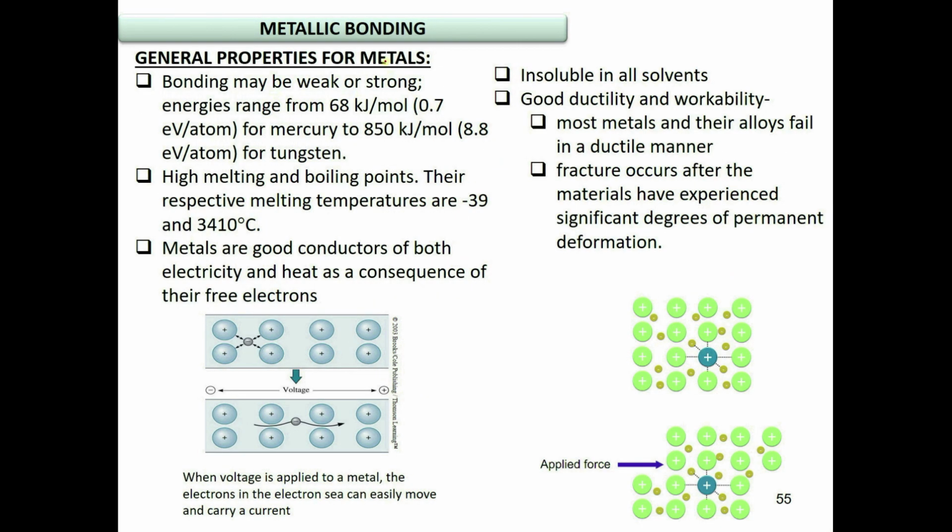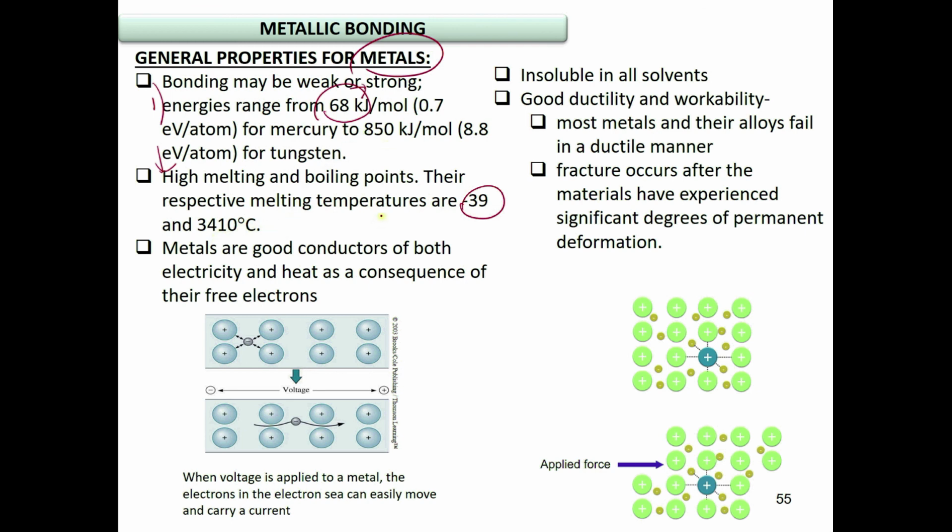Here are the general properties of metals and their alloys. First, you can see that the bonding energy of metals and alloys is in the range of weak to strong. There are metals which have very low bonding energy at only 68 kJ per mole, which is for mercury, and you can also have very high bonding energy for tungsten, which is about 850 kJ. So due to this bonding energy, you can find metals having a wide range of melting and boiling temperatures, from -39 up to 3,510 degrees centigrade for tungsten.